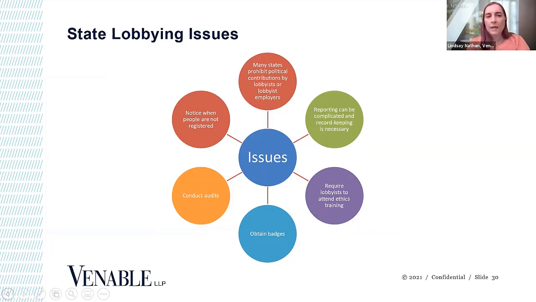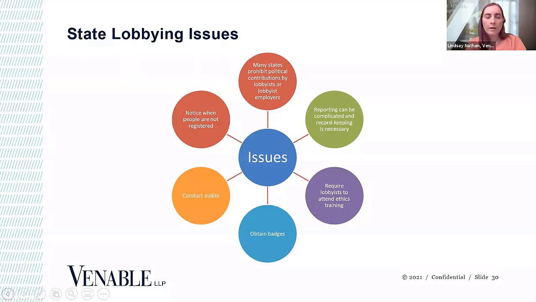Here's some state lobbying issues to keep in mind. Many states prohibit political contributions by lobbyists or lobbyist employers. So if your organization is registered, you may not be able to make contributions to candidates. Now, obviously that doesn't apply to a 501(c)(3) organization, but it would definitely apply to a C4 or a C6 organization. It may just be that it's prohibited during the legislative session. So there are also some temporal restrictions as well.